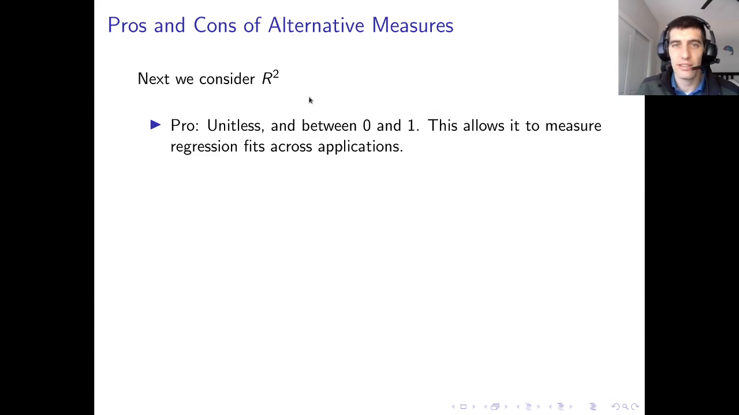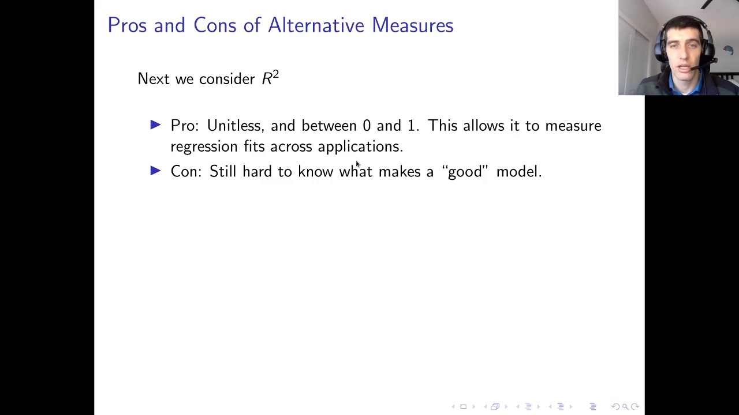Okay, so that's the least absolute deviation estimator. Let's turn next to R squared. A benefit of using R squared is that it's unitless and between 0 and 1. So that means that I can bring you two different models from two completely different applications and say, okay, one has an R squared of 0.5, one has an R squared of 0.6, and you can directly compare those numbers. That's nice. That allows for better interpretation.